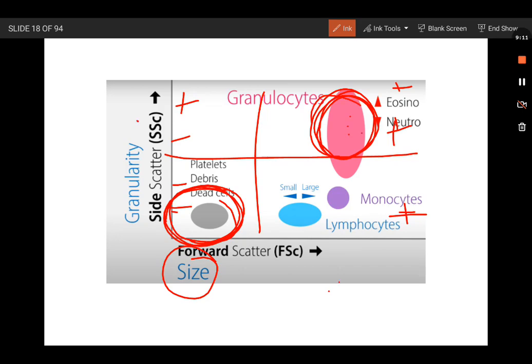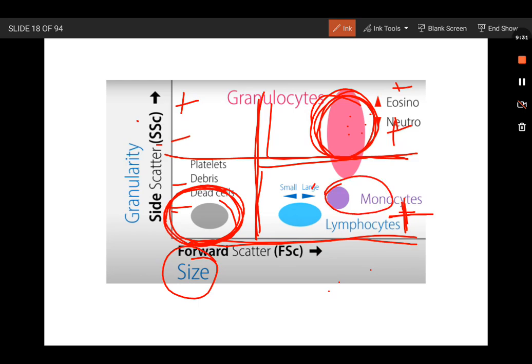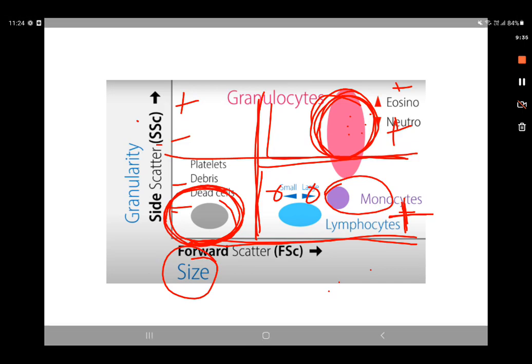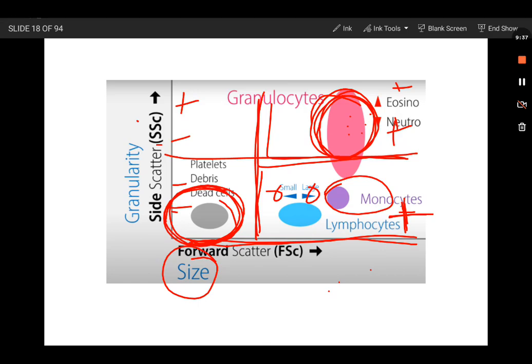So they are in the quadrant of the plot where both x and y are positive. In this we see only forward scatter. Monocytes or lymphocytes do not have any granularity, so they are in this region of the plot where only x is positive, that is, only forward scatter is positive. So monocytes are the largest, and then large lymphocyte and small lymphocyte. I hope I was able to explain clearly how to read the plot.